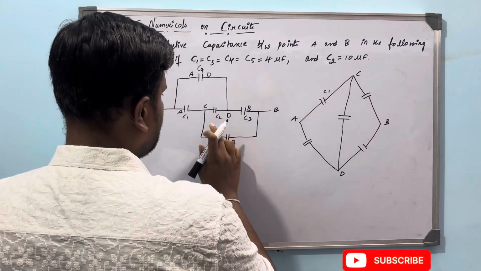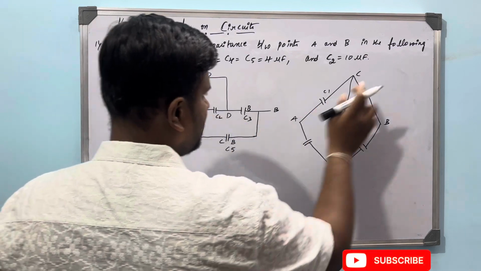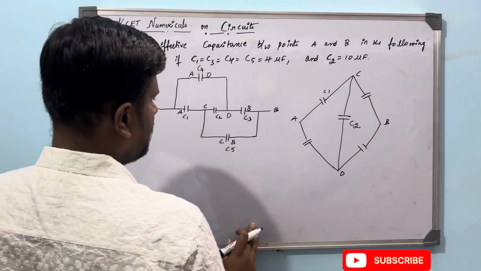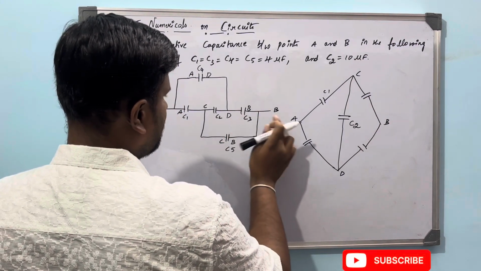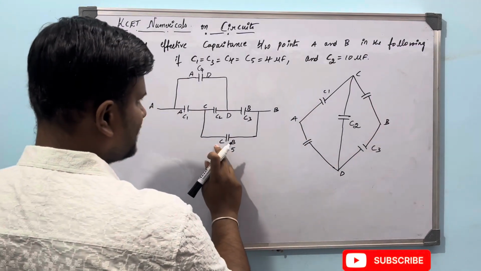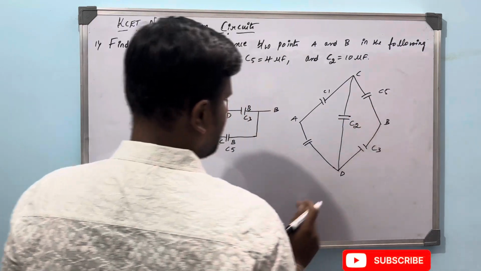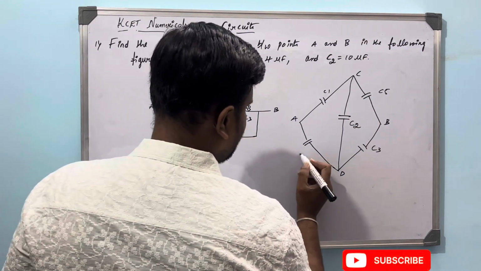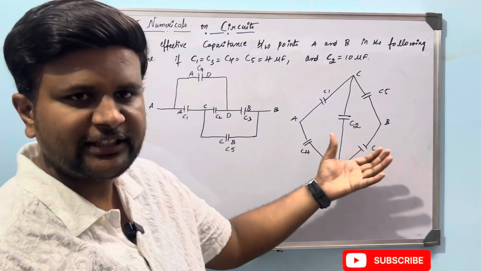In between C and D we have C2. In between D and B we have C3, and between C and B we have C5. Next, in between A and D we have C4. See here, the circuit becomes very simple and easy now.